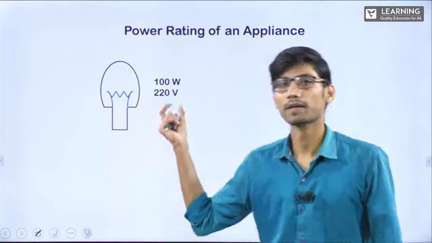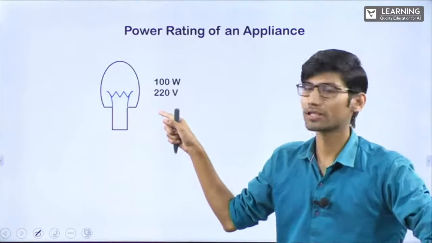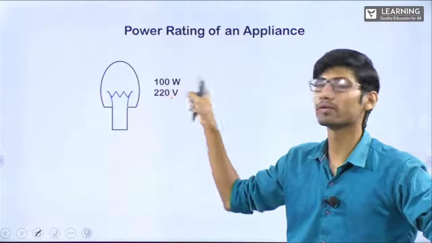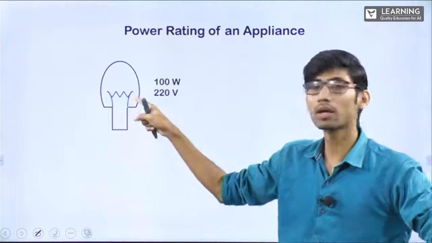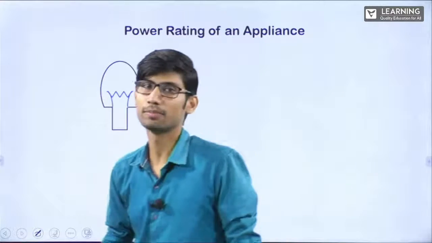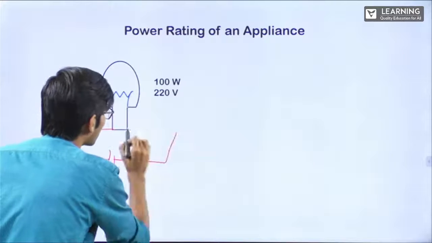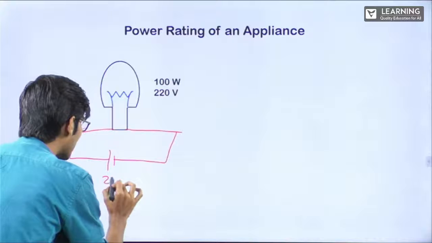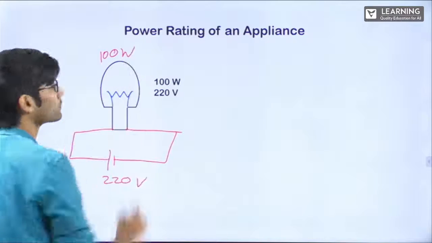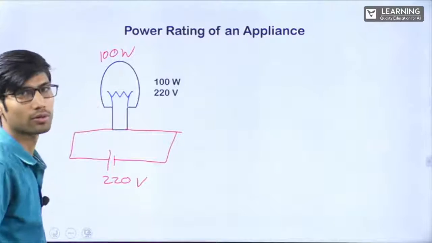What does this mean? This means that if a 220 volt potential difference is applied on this particular bulb, it will glow with 100 watt power, or it will absorb 100 watt power, or 100 watt power will be dissipated in this bulb. Clear? Suppose I connect it with a source of 220 volt. Then the power dissipated here will be 100 watt, or the power supplied by the battery will be 100 watt.